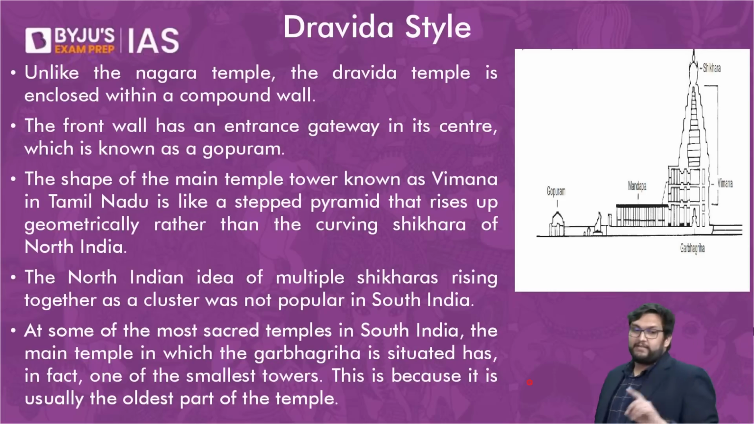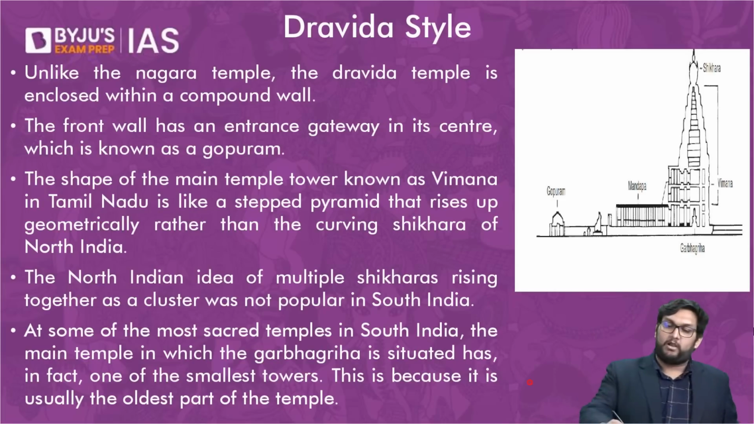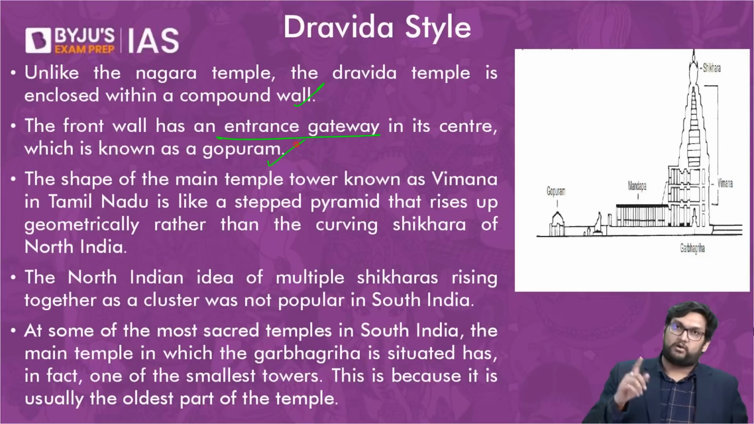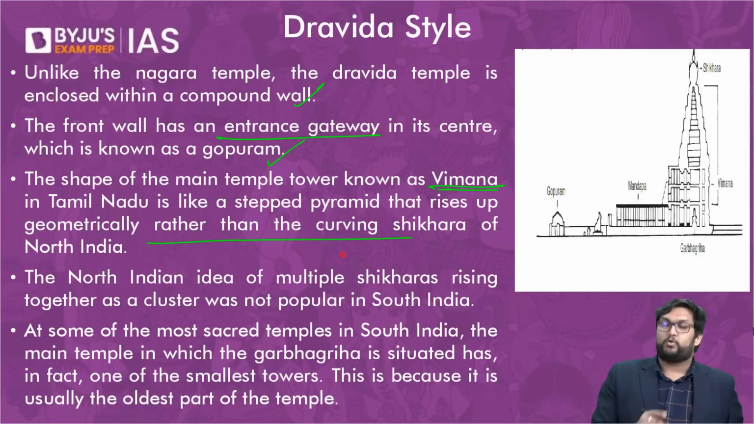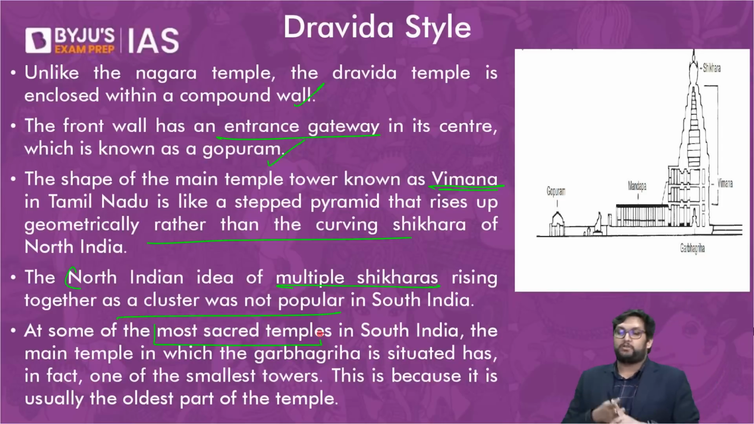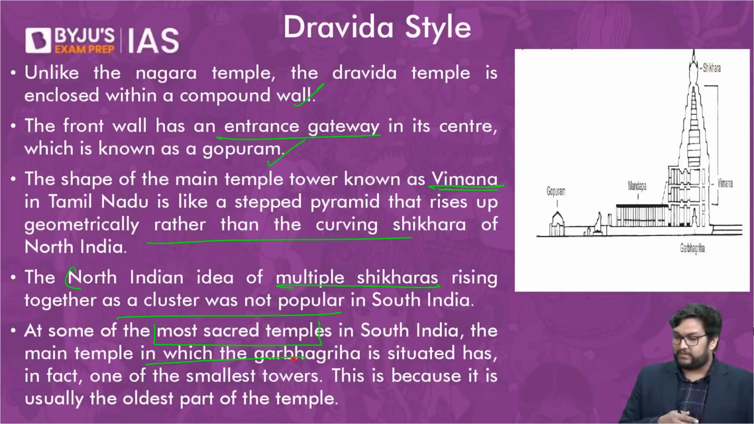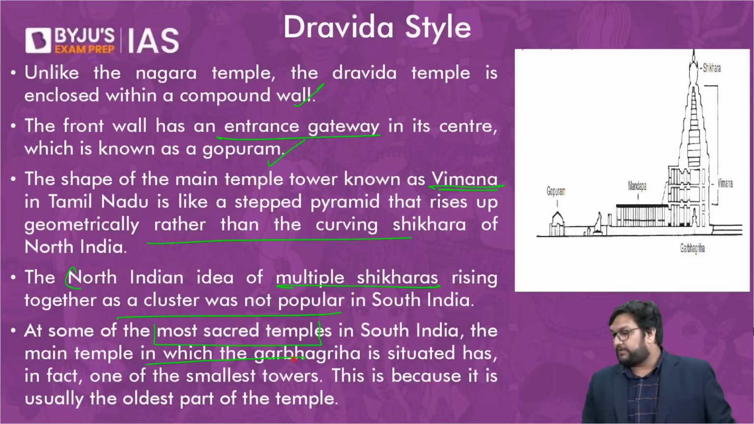Nagara style, Dravida is enclosed within a compound wall. It has an elaborate gateway called Gopuram. The word Vimana is used and the top is called Shikhar. In the north, there are multiple Shikhars, but there is no clusterization in South India. The most sacred temples, which is the oldest part or the oldest Garbhagriha, will be under the smallest tower because it is the oldest part of the temple itself.